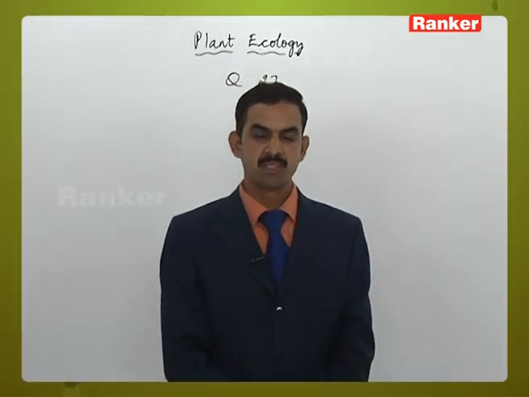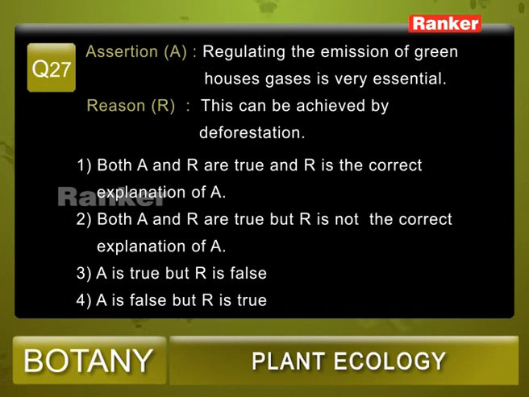Question number 27, assertion: Regulating the emission of greenhouse gases is very essential. Reason: This can be achieved by deforestation. Options: 1, both A and R are true and R is the correct explanation of A. 2, both A and R are true but R is not the correct explanation of A. 3, A is true but R is false. 4, A is false but R is true.